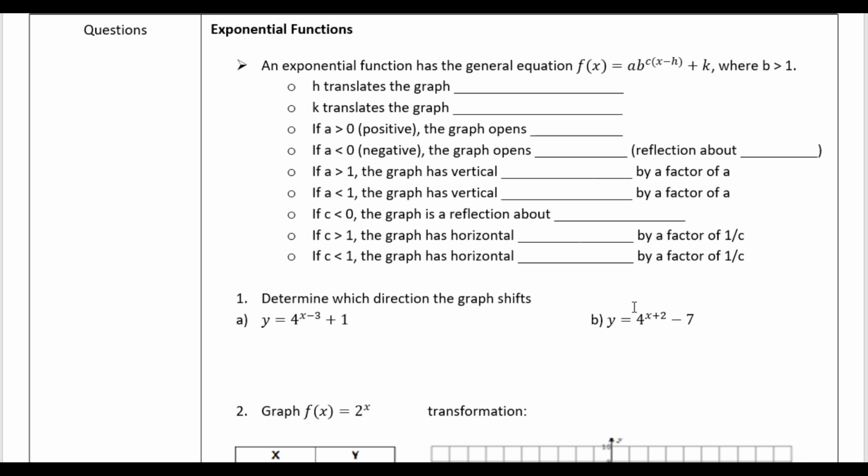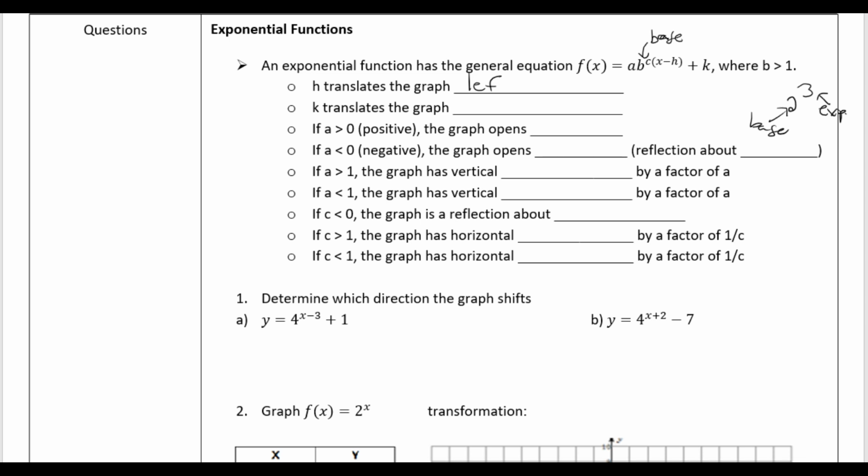All right, so let's first introduce exponential functions. An exponential function has this generic equation. Remember that if you had 2 to the third power, then 3 is your exponent and 2 is what we call our base. So in this case, b is our base. And h here translates the graph horizontally, left or right.